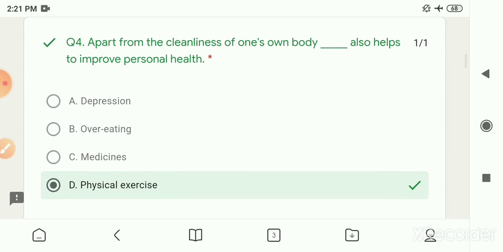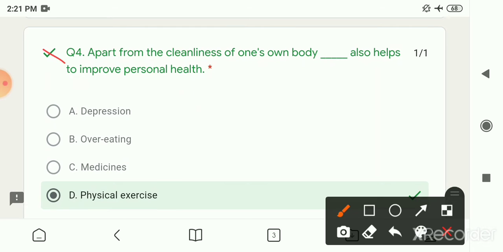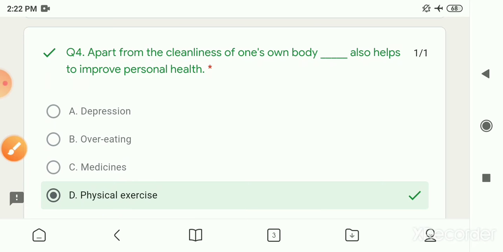Next fourth number: apart from the cleaning of one's own body, blank also helps to improve personal health. What helps to improve anyone's health apart from the cleaning of our own body? The options are option A, depression, next is overeating, option C is medicines and option D is physical exercise. So here your answer is option D, physical exercise. With cleaning our own body, physical exercise also helps to improve our personal health. So here your answer is option D.